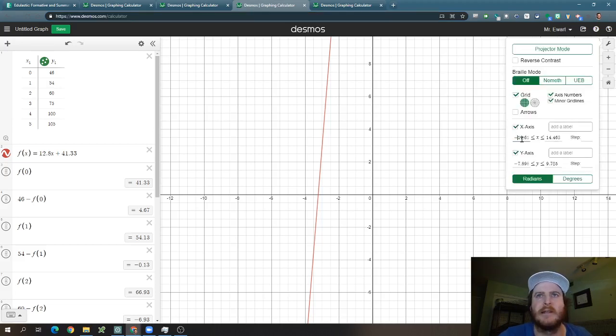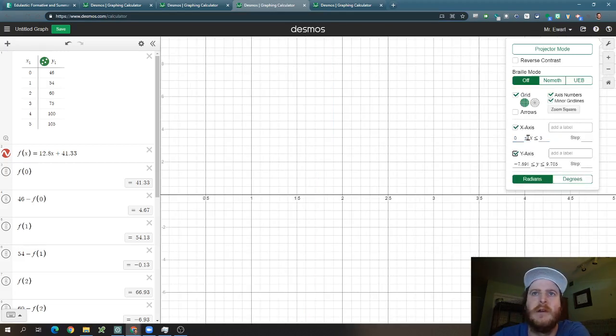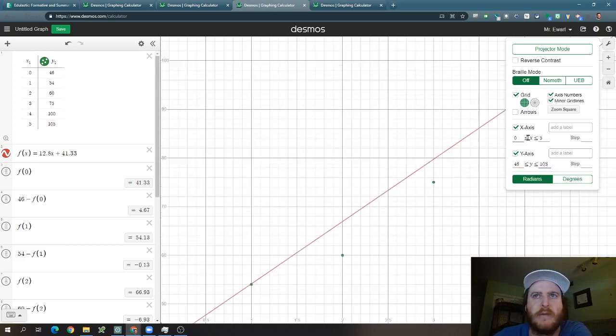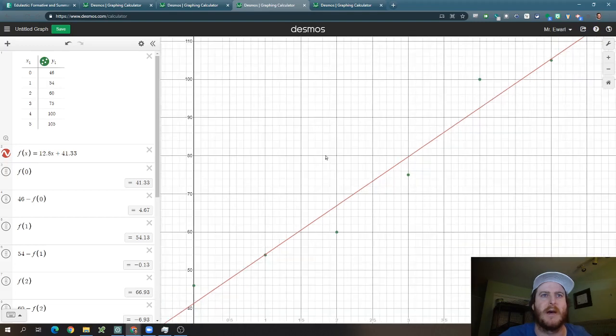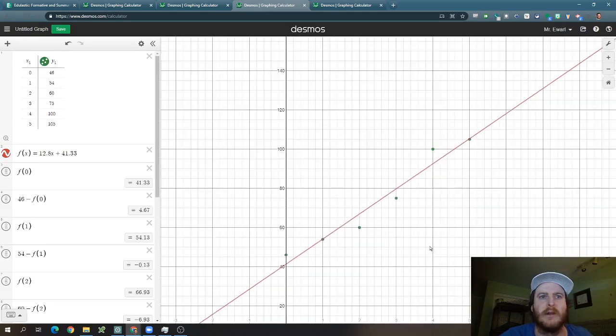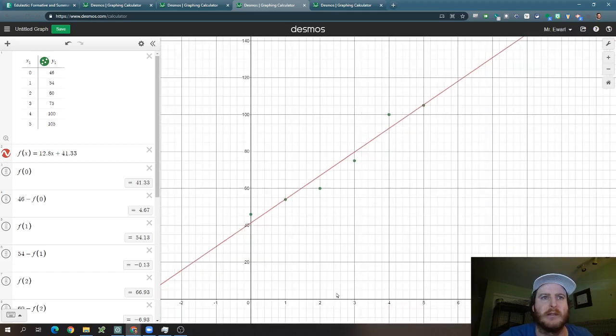So I'm going to make my x-axis go from 0 to 5. And then my smallest y value was 46, and my biggest y value was 105. And then I'll just kind of zoom out a little bit, so that now we can see all of our data clearly. I zoom out even more, and then I can see the x-axis. So there's my data.